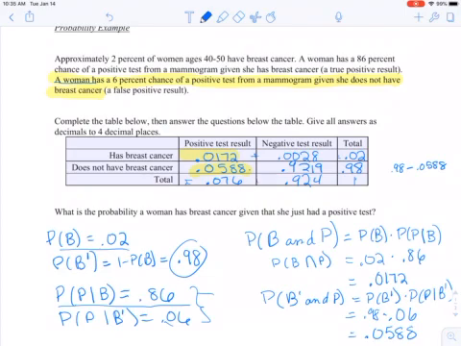And of course, when we add these two together, we should also get our 1 here. Make sense? Let me know if you have any questions.